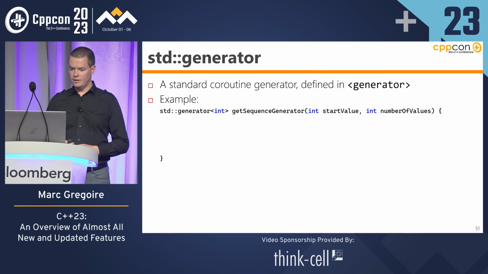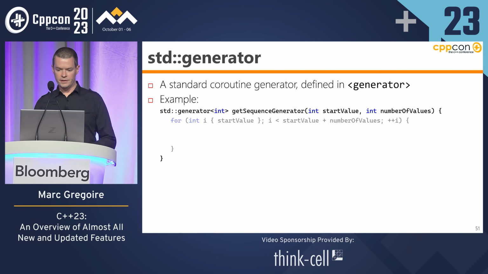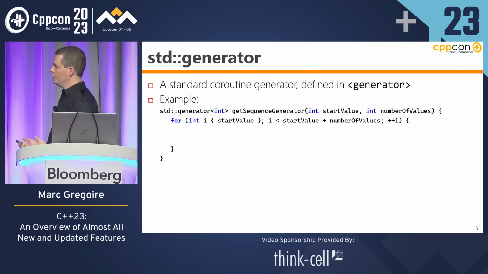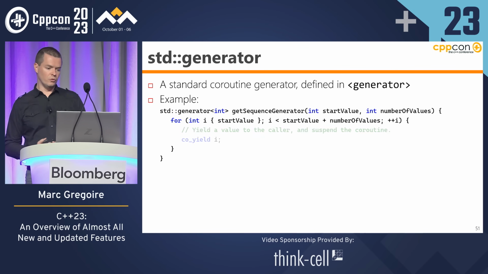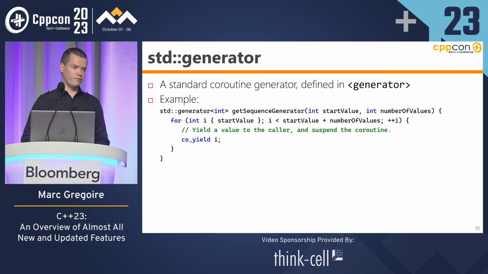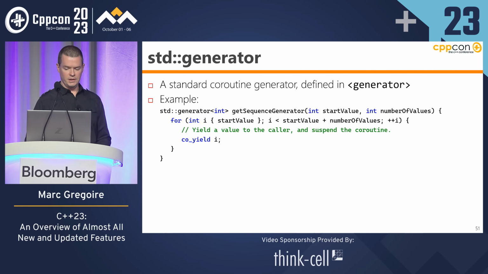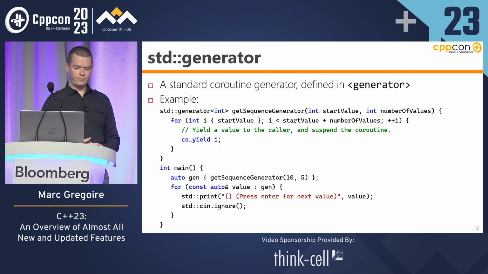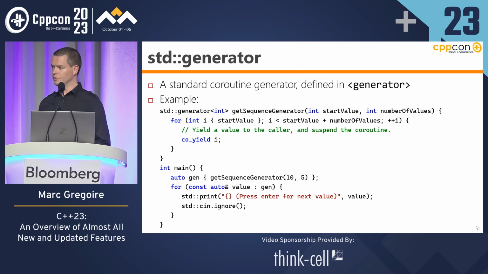So here I have a function, get sequence generator, which accepts two parameters, and in the body I'm just looping from start value to a number of values, and on each iteration I'm returning one value to the caller of this generator. In main, I can create my generator and then iterate over the values of the generator.